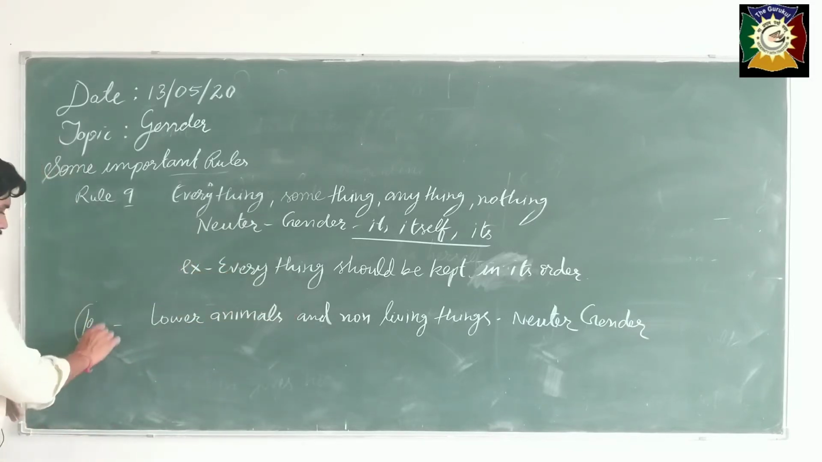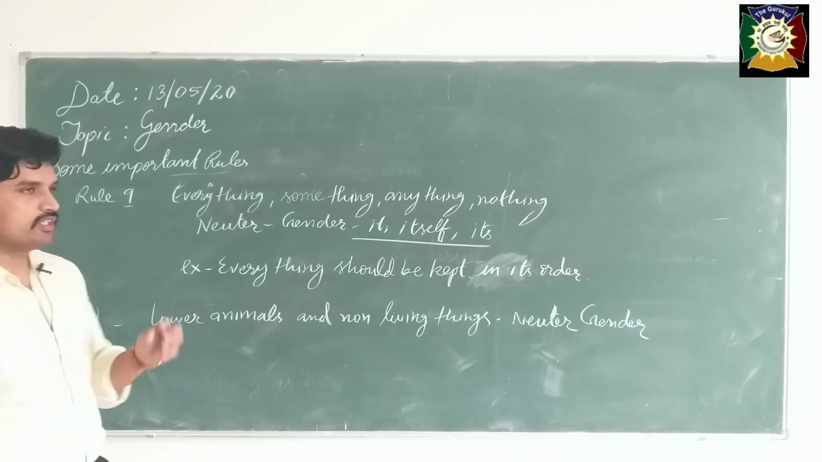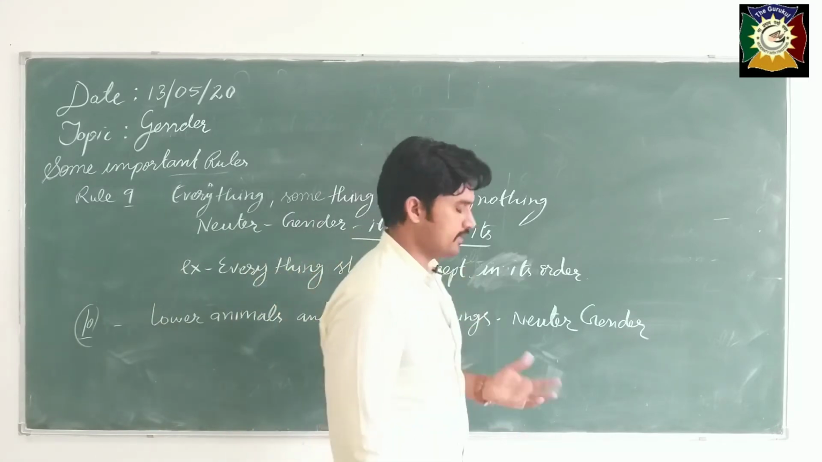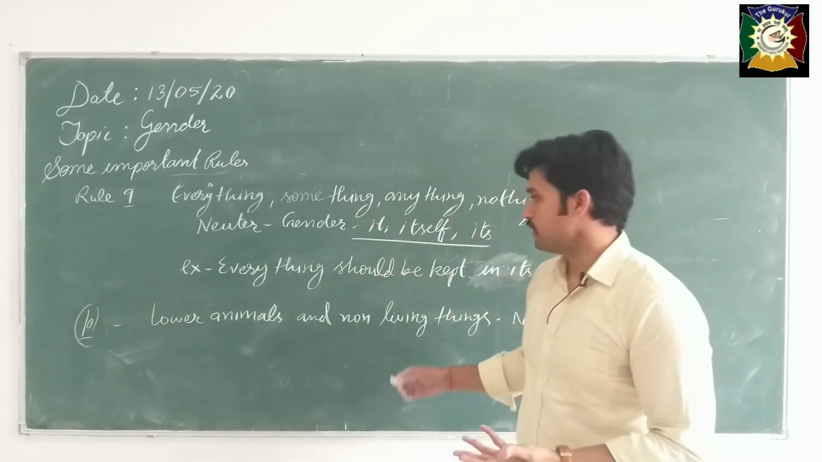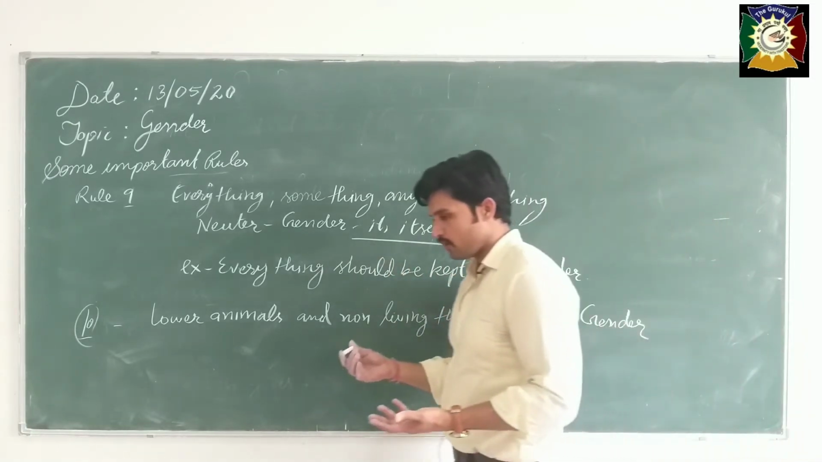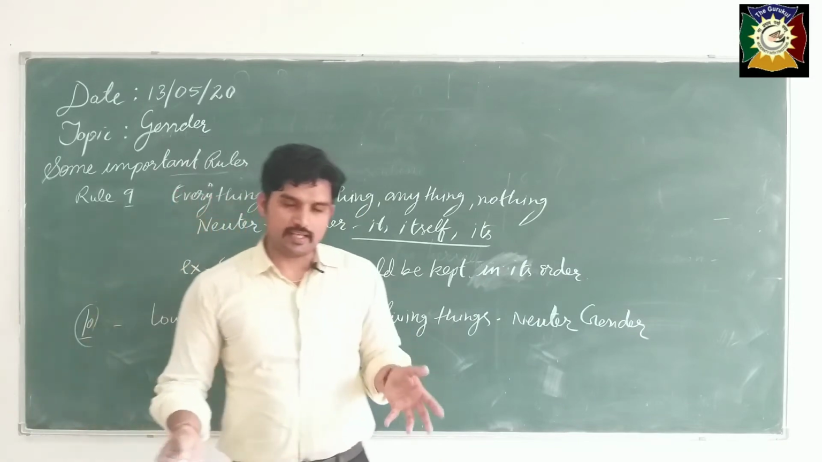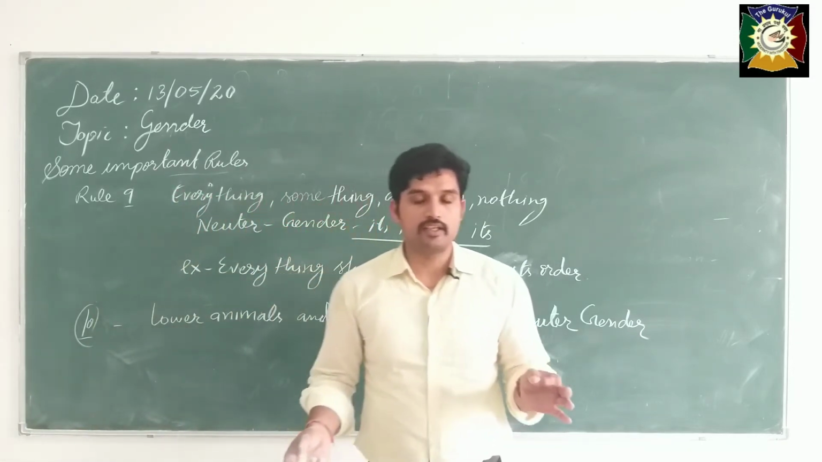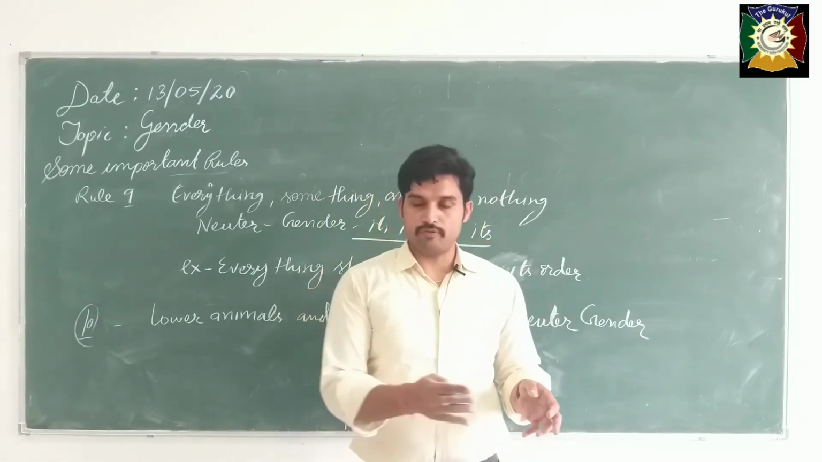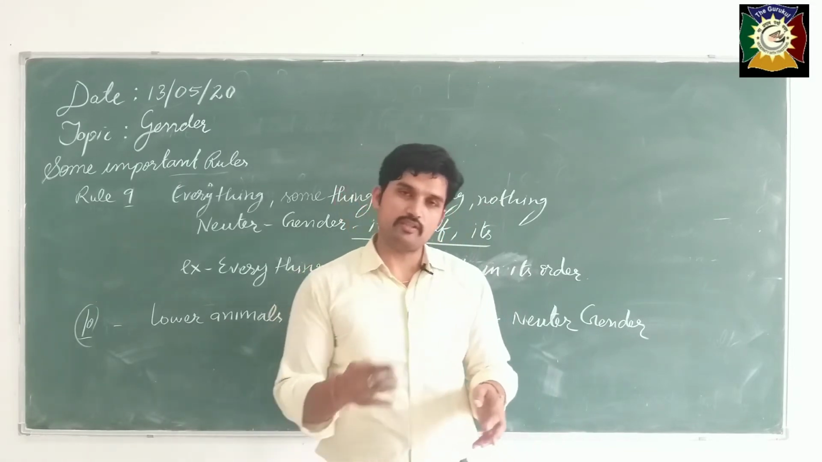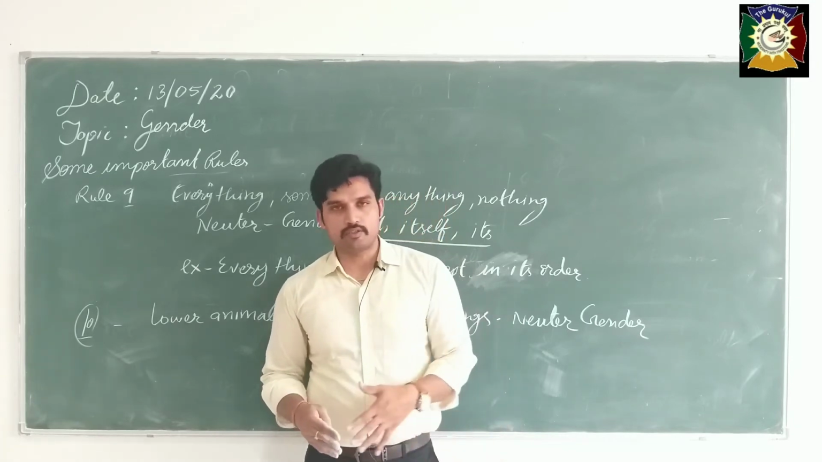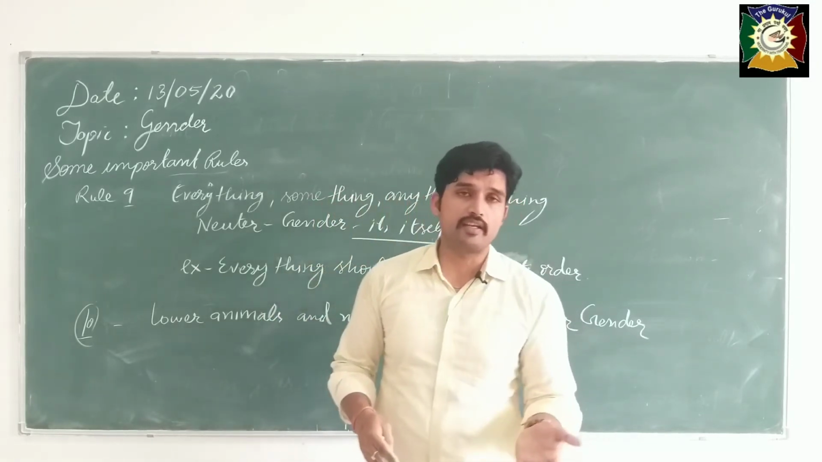Coming to the 10th number. For animals which are small, and second, which are non-living things, again the things are the same. We here use these kinds of pronouns: it, itself. For example, I saw a snake and it was slithering. Slithering means the movement of left and right. The way a snake moves is called slither. I saw a snake, it is behind the door.